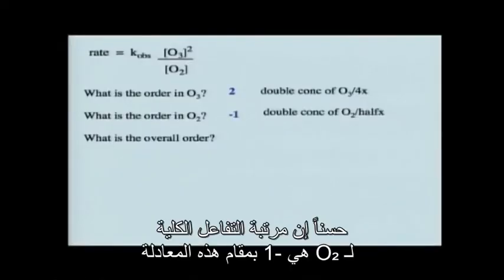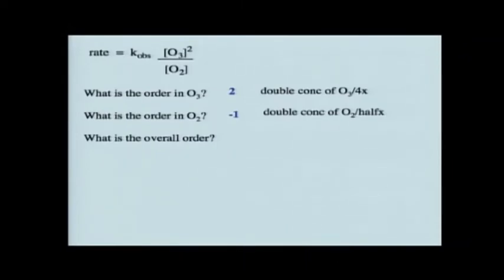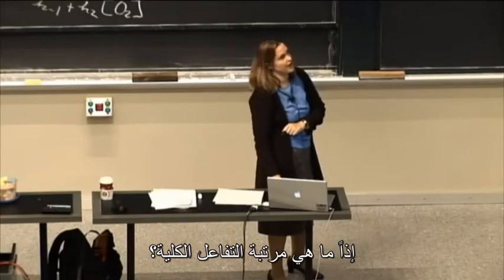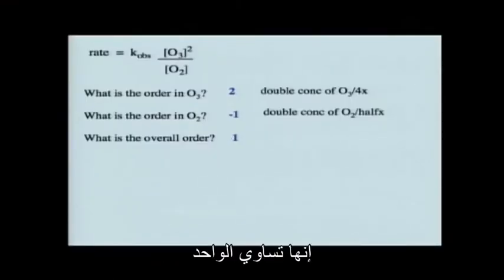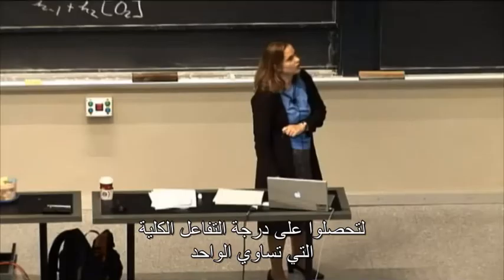All right, so the order is -1, that's what it means if it's on the bottom of that equation there. And so if we double it, then the rate should halve. So overall, then, what is the order of the reaction? It's 1. And so remember, you can sum up the orders of the individual ones to get the overall order. So the overall order is 1.